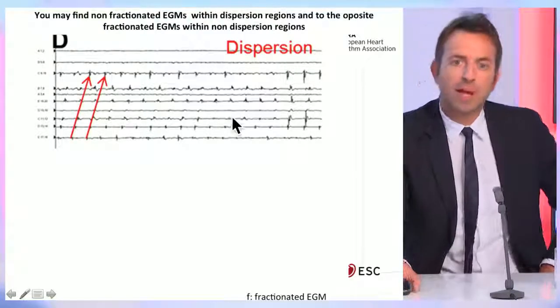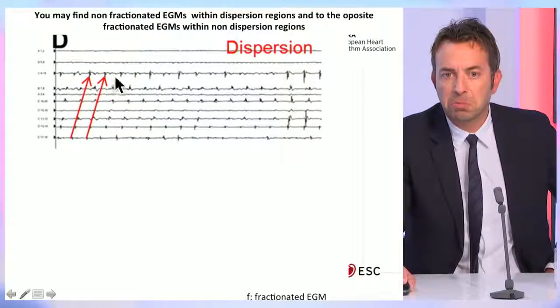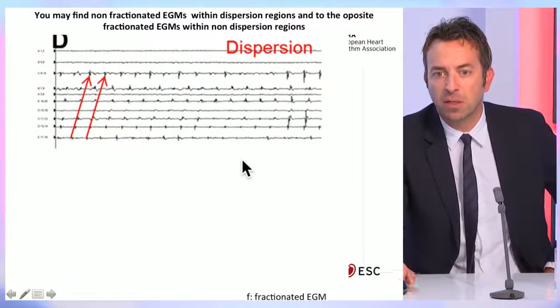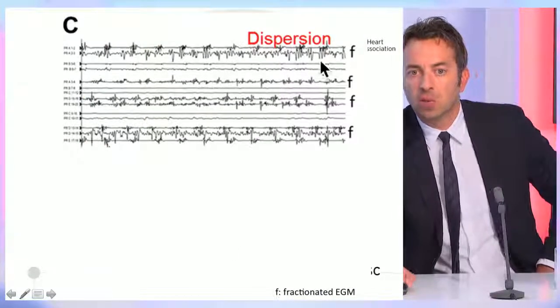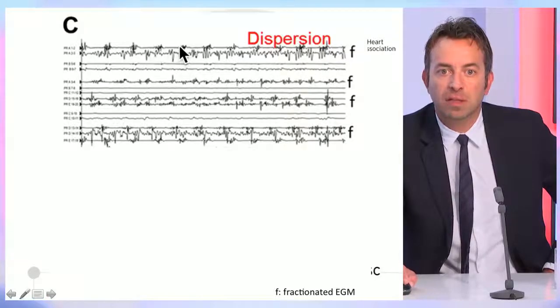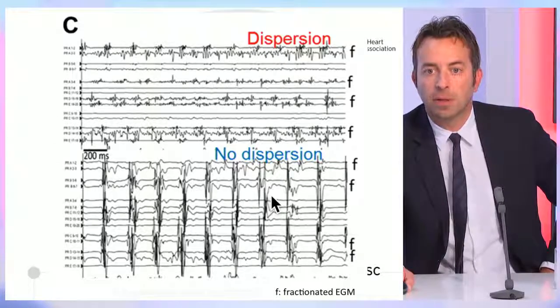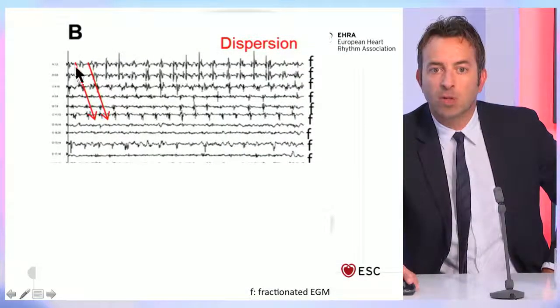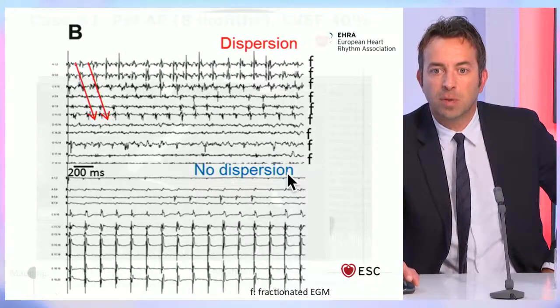So here are some examples of electrograms. You have here a dispersion region without fractionation. This electrogram seems not to be very fractionated. And here a bystander region, where some of the electrograms seem to be fractionated, but not continuously. This one is a dispersion region with continuous CAFE, but not only continuous CAFE, as shown here. And this one is, of course, a bystander region. This one is a dispersion region where the whole cycle length is recorded, and all the electrograms are fractionated, but not continuously. And here, of course, this is a bystander region.